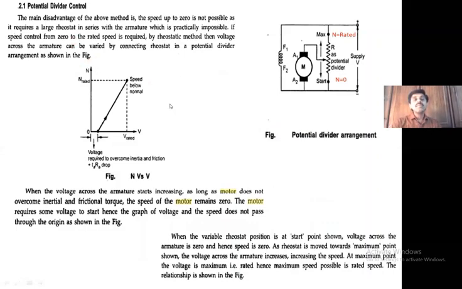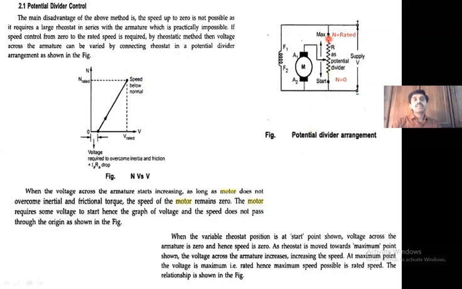In the previous method, we cannot get the speed reaching zero value. That means zero speed is not possible. Why? Because a large rheostat is required in series with the armature, which is not practically possible, because more drop across that means more rise in temperature. So if speed control from 0 to rated speed is required, then you have to go for the rheostatic method.